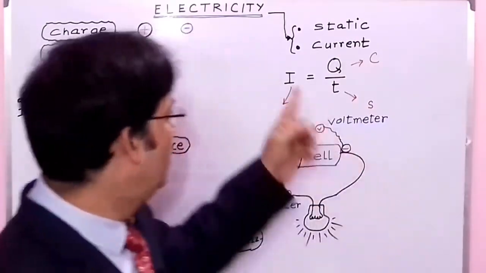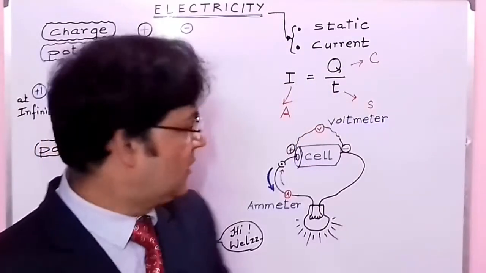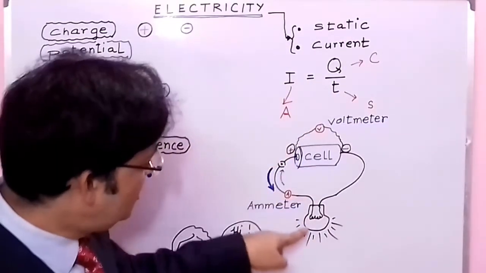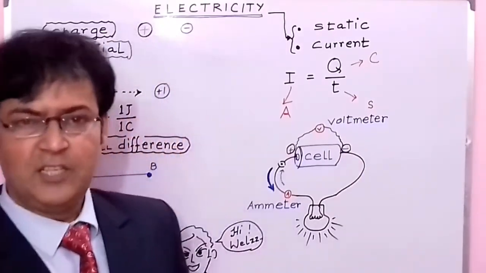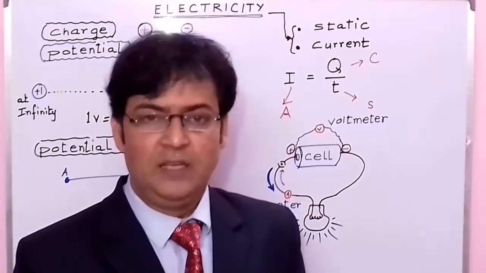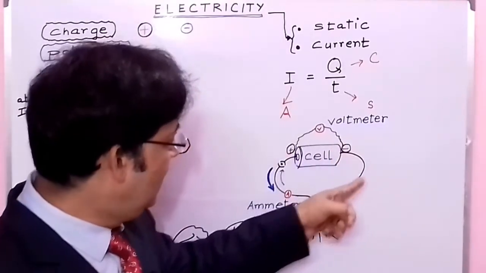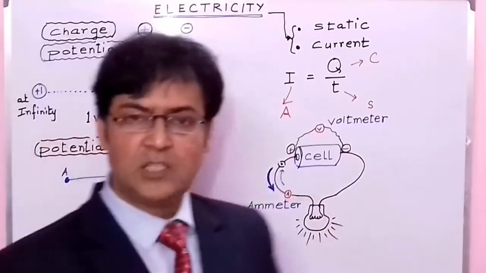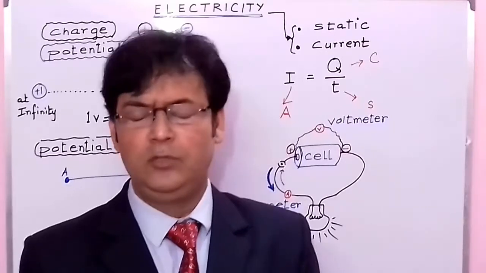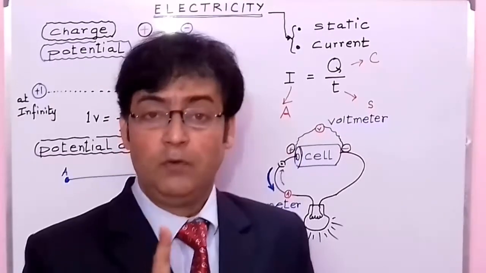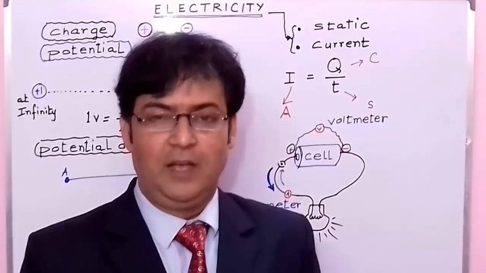What is current then? Current is how much charge is flowing per second. It is estimated that if 6.25 into 10 to the power of 18 electrons flow, actually electrons are flowing this way, so 6.25 into 10 to the power of 18, a huge number of electrons, flow per second, then the current will be 1 ampere.